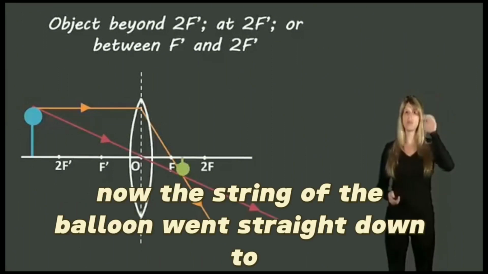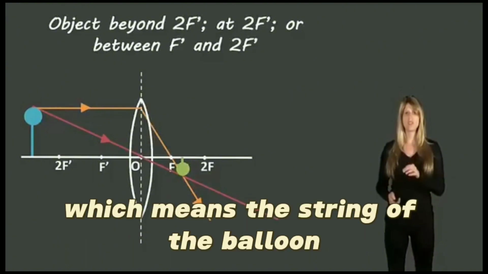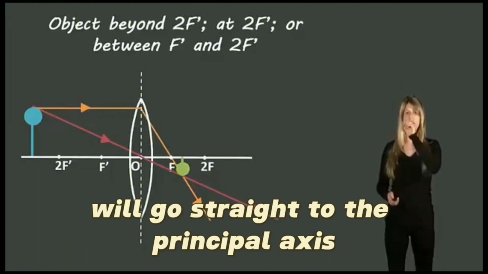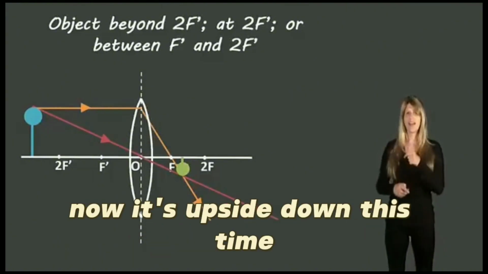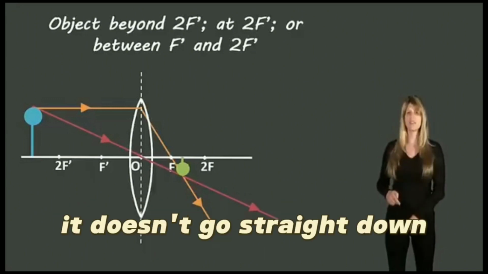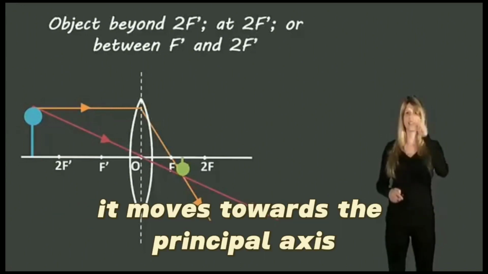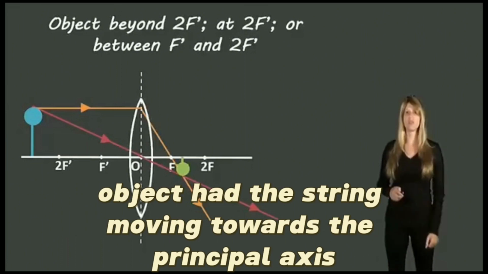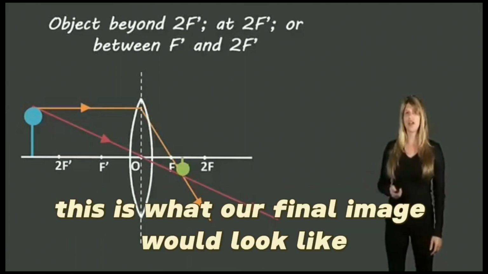Now, the string of the balloon went straight down to the principal axis, which means the string of the balloon of our image will go straight to the principal axis. Now, it's upside down this time, but it will go to the principal axis. It doesn't go straight down, it moves towards the principal axis because the original object had the string moving towards the principal axis. So this is what our final image would look like.